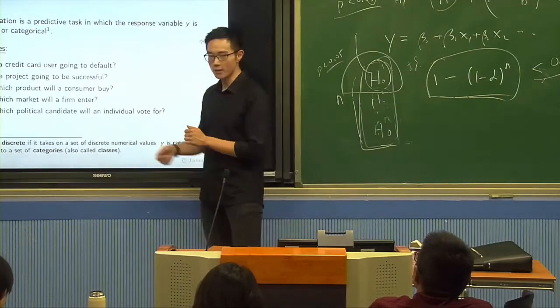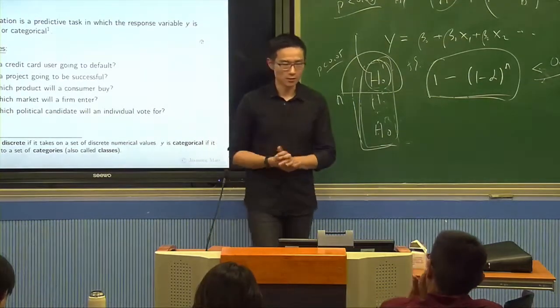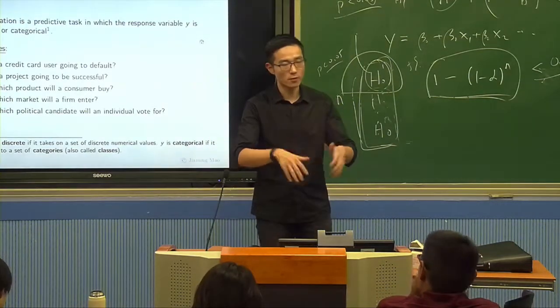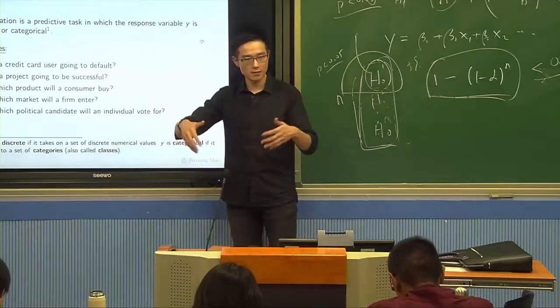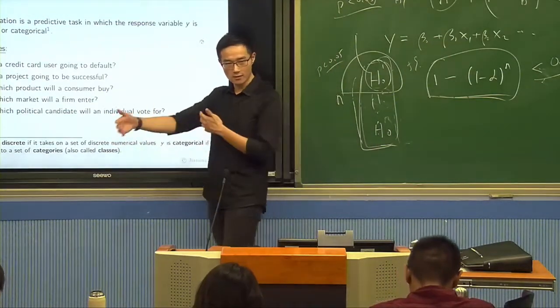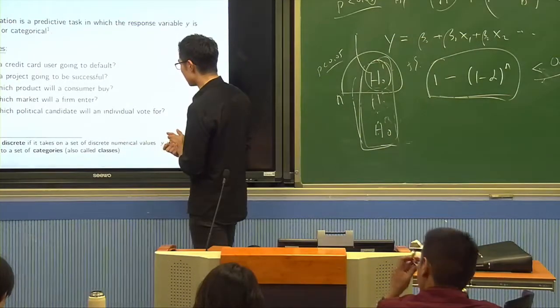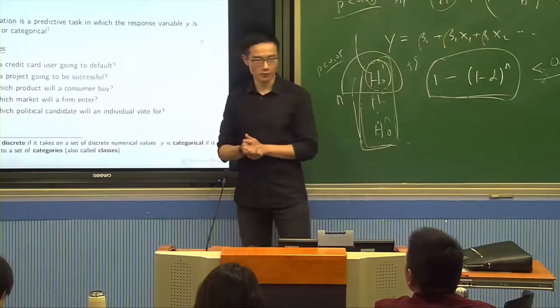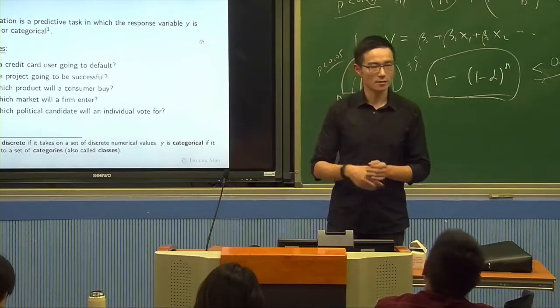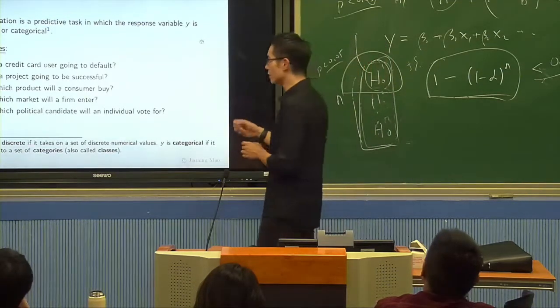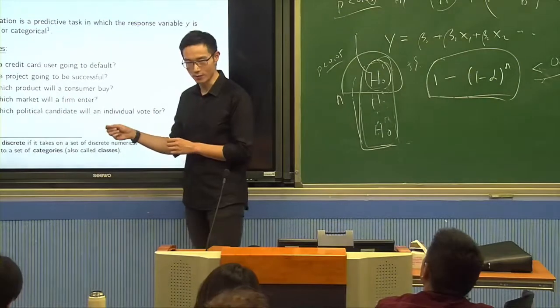Which market will the firm enter? Does the firm enter the Xiamen market, the Shanghai market? Which market does the firm actually choose to enter? That's also a classification problem because the number of markets is discrete, it's limited. Which political candidate will an individual vote for? Is it Republican, Democrat, Independent, etc.? All of these things could be considered classification problems.